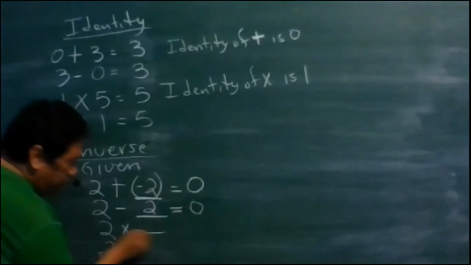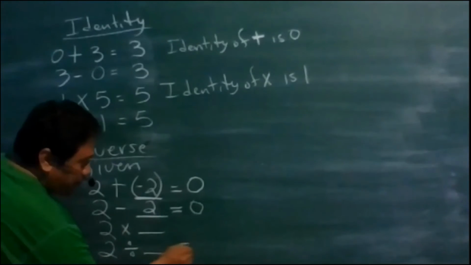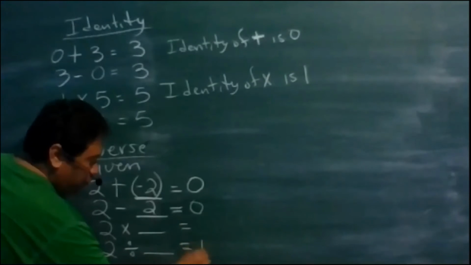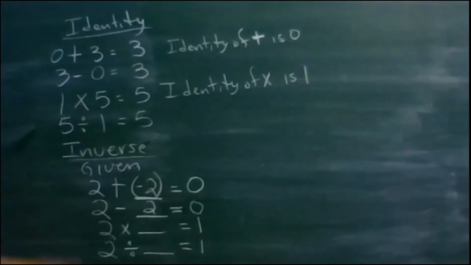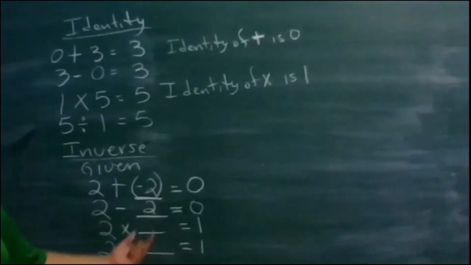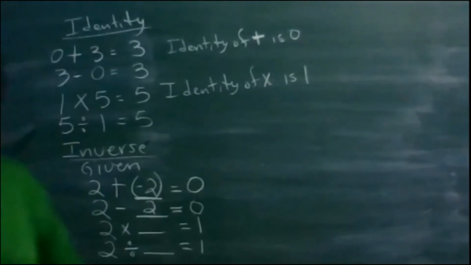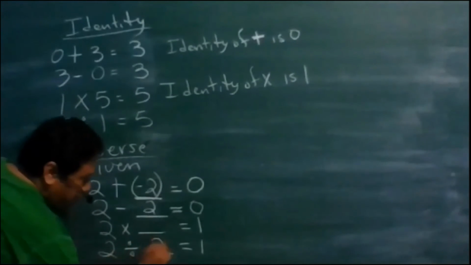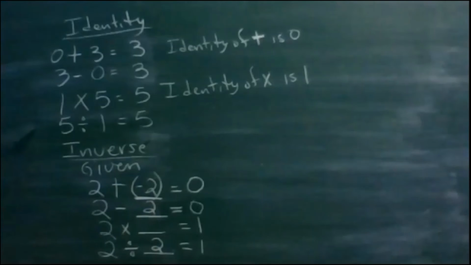I'll leave multiplication for a little while. Let's move to division. 2 divided by what inverse gives the identity 1? 2, sir. 2 divided by 2 equals 1. Right? The hardest one is multiplication.